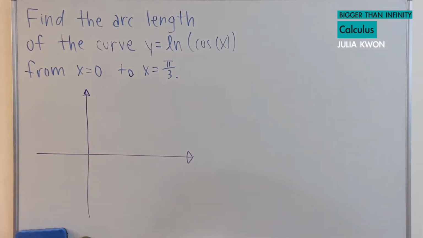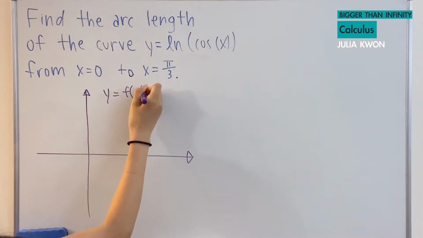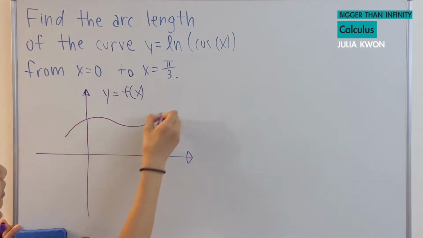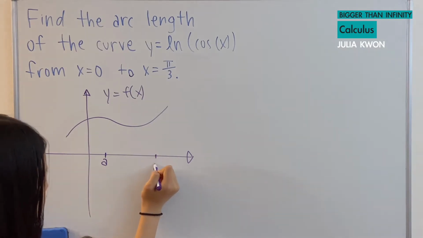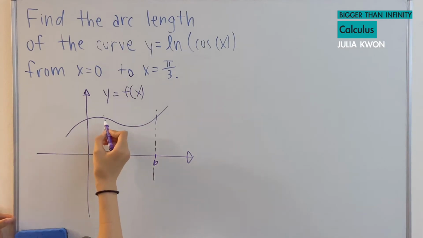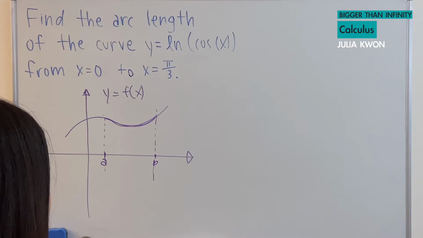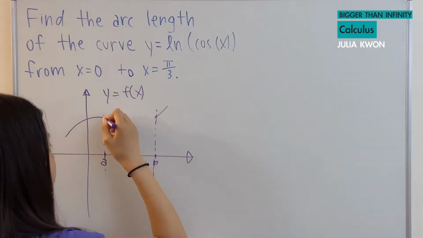Okay, so let's say that we have a function y equals f(x). And let's just say that this curve looks something like this. We're going to be finding the arc length of this curve from x equals a to x equals b. So that would be this length here.